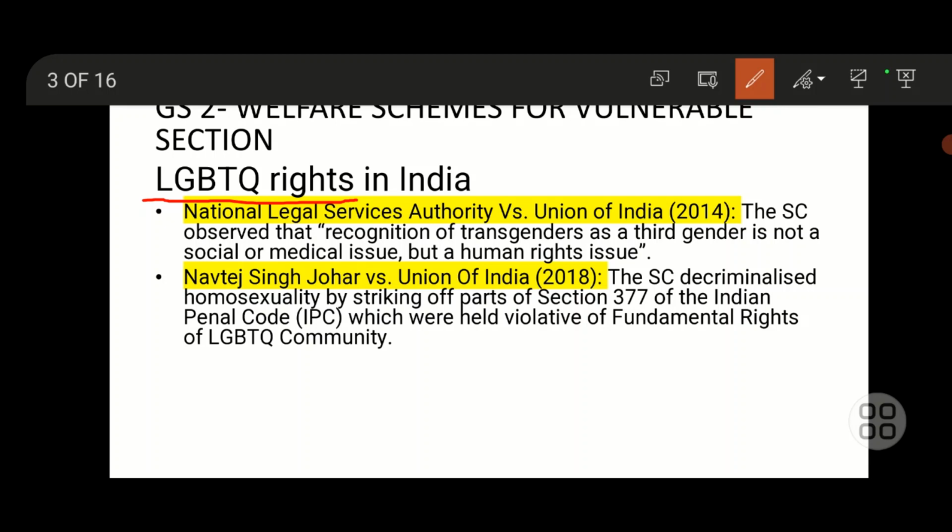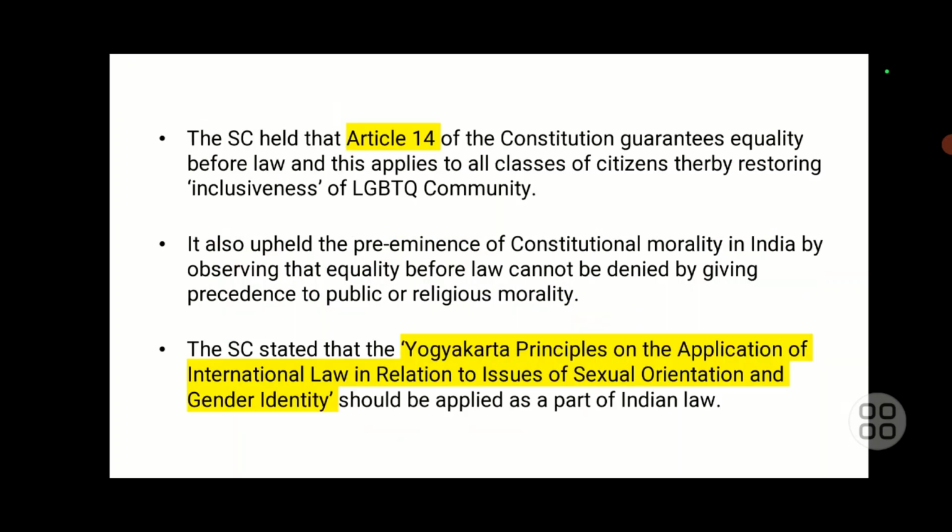The important cases related to this issue are National Legal Service Authority versus Union of India, 2014. Here the Supreme Court observed that recognition of transgender as a third gender is not a social issue or a medical issue, but a human rights issue. Similarly, in Navtej Singh Johar versus Union of India, 2018, the Supreme Court decriminalized homosexuality by striking down Section 377 of IPC, which was a violation of the fundamental rights of the LGBTQ community. So these two are very important judgments.